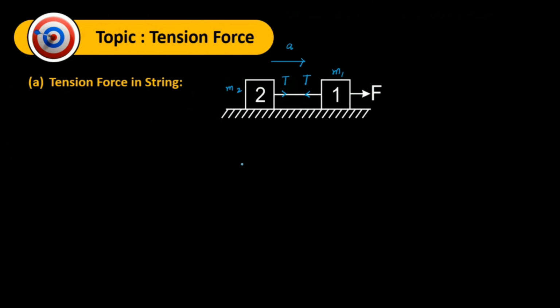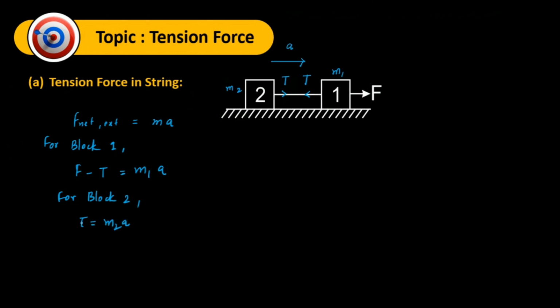Now let us try to form the equation of force, that is F net external is equal to ma. First, I'll write it for block 1. Try to observe the equation well. It is going to be F minus T is equal to m1a. Similarly, if I write it for block 2, it is going to be T is equal to m2a.